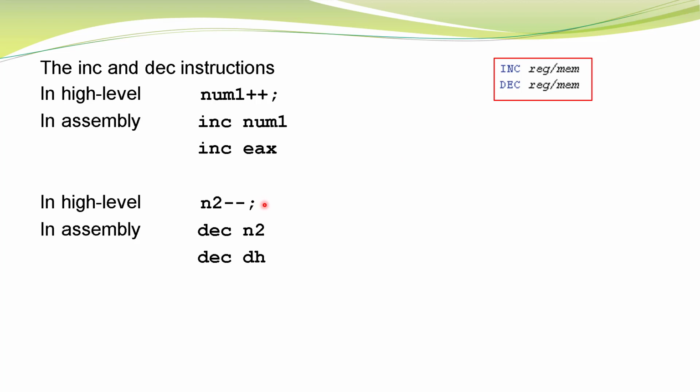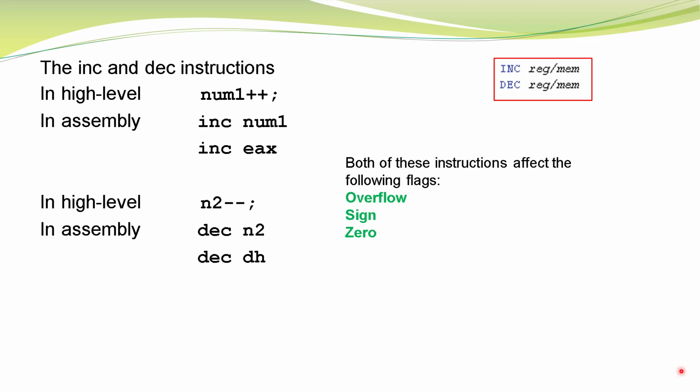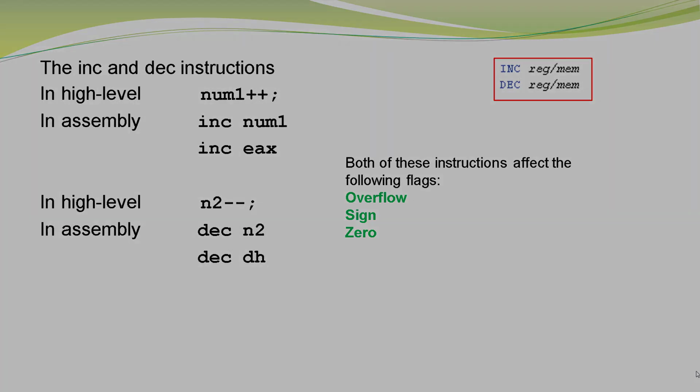This is what it looks like in high level. This is what it looks like in low level. Again, we can take 1 away from a location's contents. We can take 1 away from any sort of register. And start getting used to thinking in terms of what flags get affected by these different instructions. Both of these affect the overflow flag, the sign flag, and the zero flag. We're going to be talking more about flags in just a little bit.